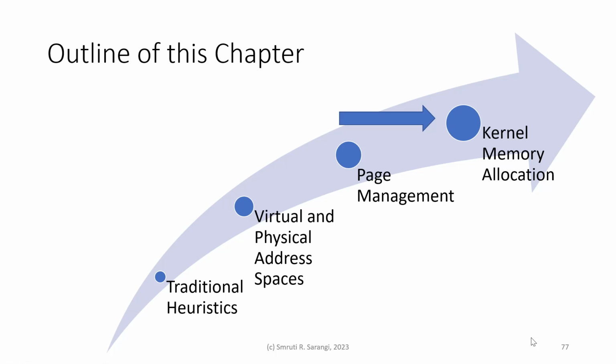Welcome to the lecture on kernel memory allocation. In this lecture, we'll study two kinds of allocators in the Linux kernel, which are the buddy allocator and the slab allocator. There are different versions of the slab allocator. They are actually called SLOB, SLAB, and SLUB, right?